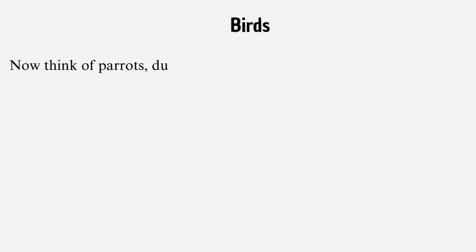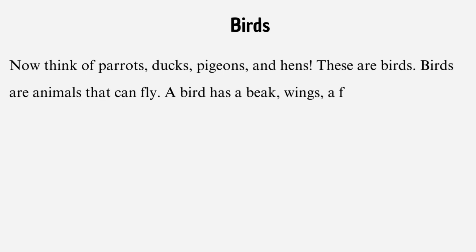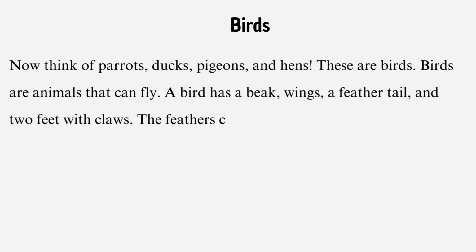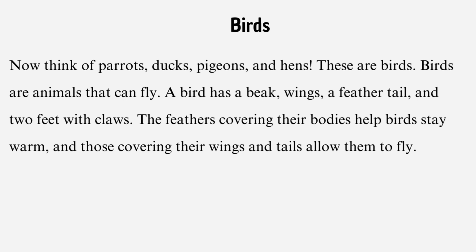Birds. Now think of parrots, ducks, pigeons, and hens. These are birds. Birds are animals that can fly. A bird has a beak, wings, a feathered tail, and 2 feet with claws. The feathers covering their bodies help birds stay warm, and those covering their wings and tails allow them to fly.